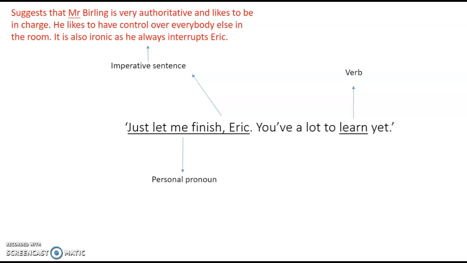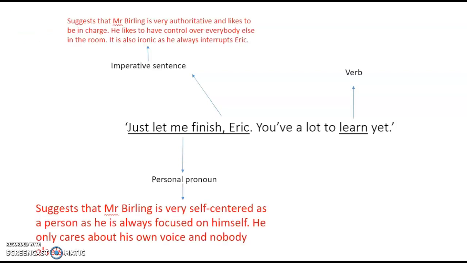So there are a few things I could say. Yes, it shows he wants control, but really, he's saying how Eric's interrupted him, but so far that's all he's done with other people. So there is a sense of irony there, of course. Moving on to the personal pronoun, I've said it suggests that Mr. Birling is very self-centered as a person, as he's always focused on himself. He only cares about his own voice and nobody else's.